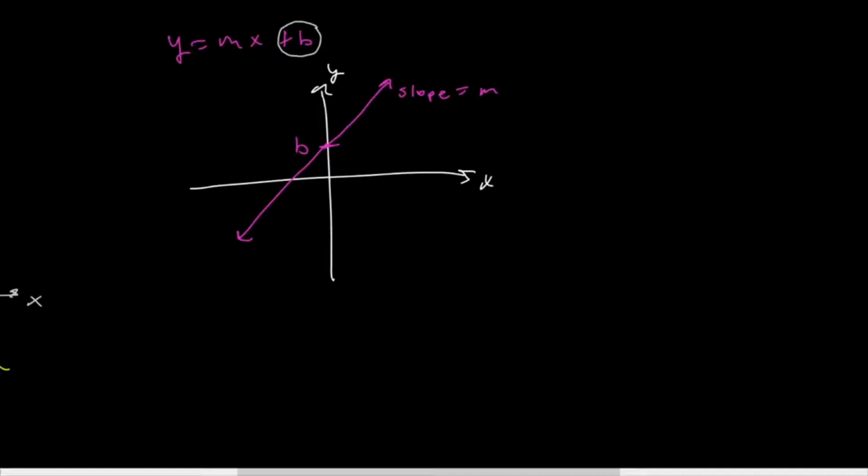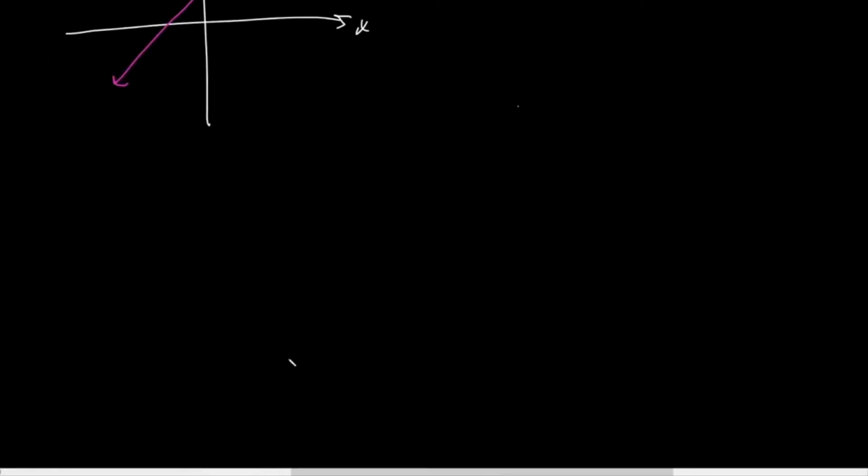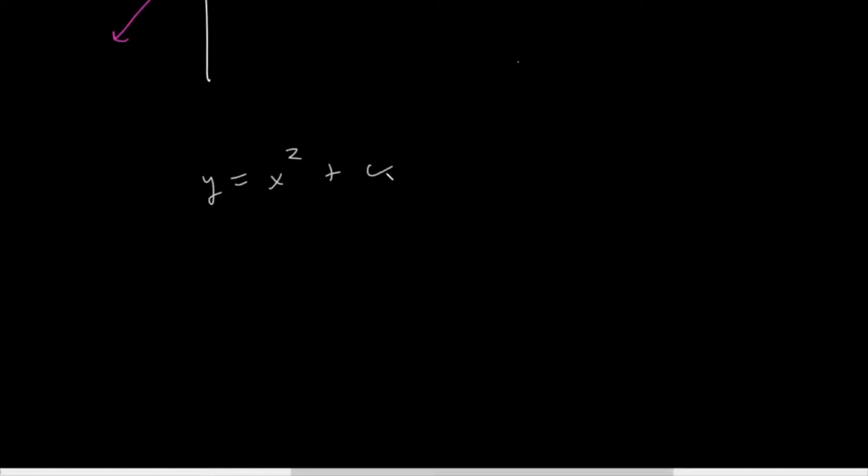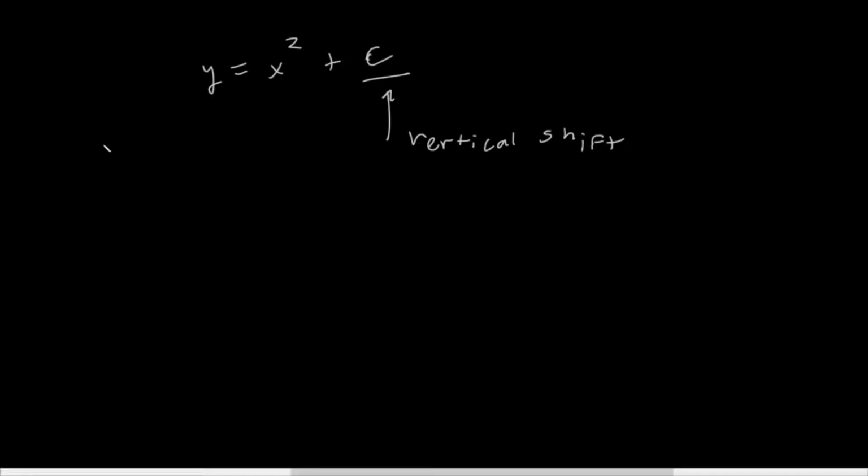Okay, let's head back to the blackboard. So, if you have y equals x squared plus some number, this is the vertical shift. It's like I have my normal parabola, it's just shifted c units. If c is positive, it's shifted up, and if c is negative, it's shifted down. So I'll show an example of that.